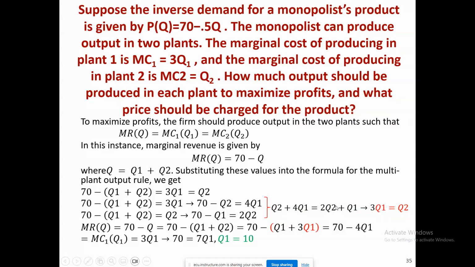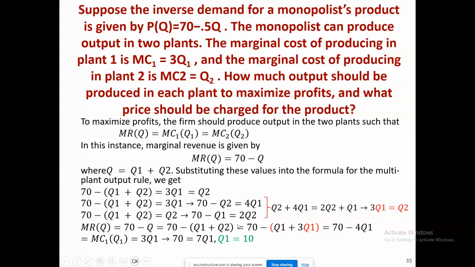2Q2, so we got the Q2 by itself on the right-hand side. Q1, 4Q1, we move this Q1 to the left-hand side, and we got 3Q1. So this is the relationship between the two of them: 3Q1 equals Q2.